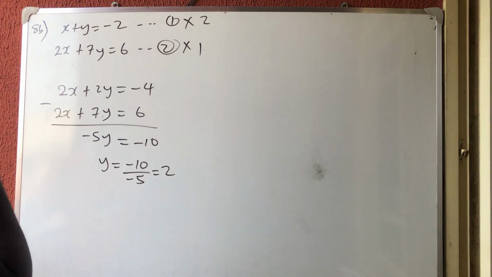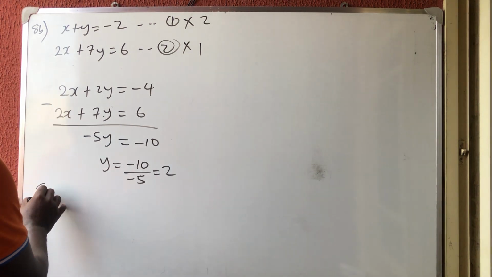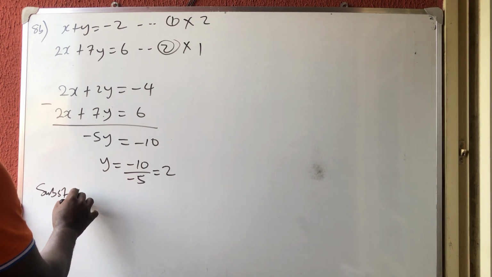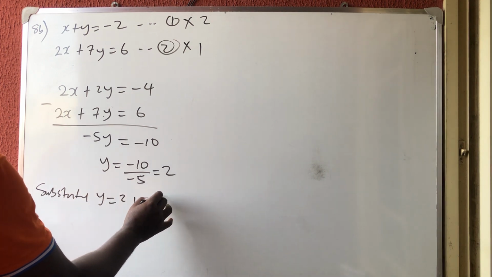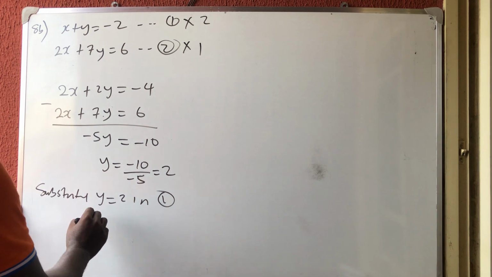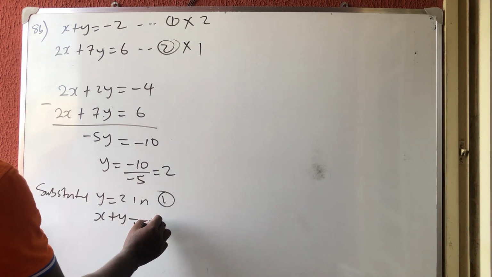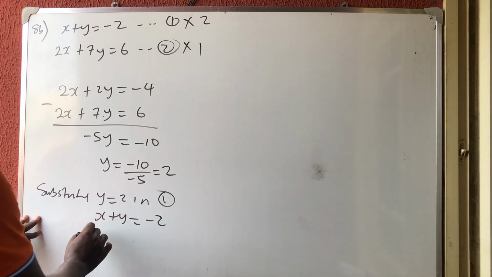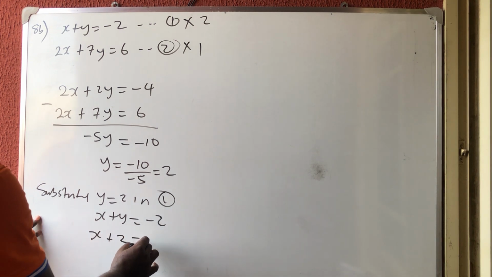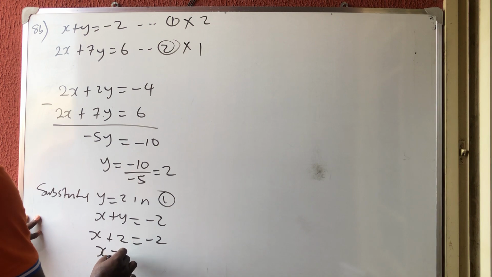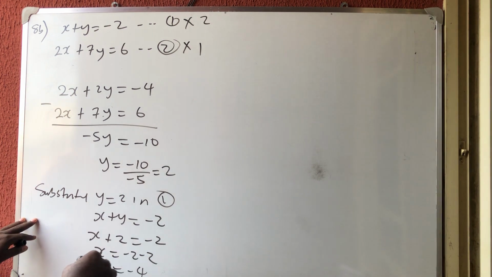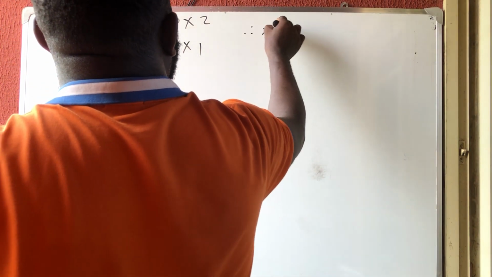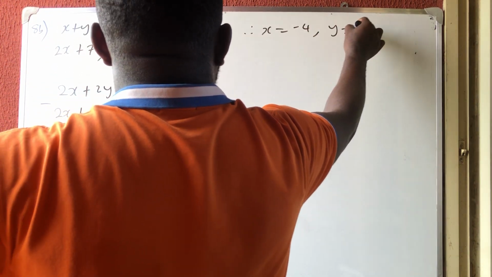Okay, since I've gotten 2, substitute it in equation 1. Substitute y to be 2 in equation 1. Equation 1 said that x plus y is equal to minus 2. So anywhere I see y, I'll put 2 there. So therefore, x plus 2 is equal to minus 2. So x is now what? Minus 2 minus 2. x is equal to minus 4. So therefore, x is equal to minus 4 and y is equal to 2.